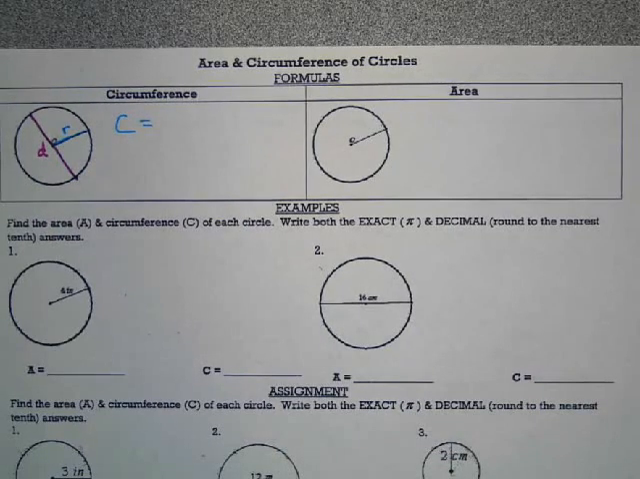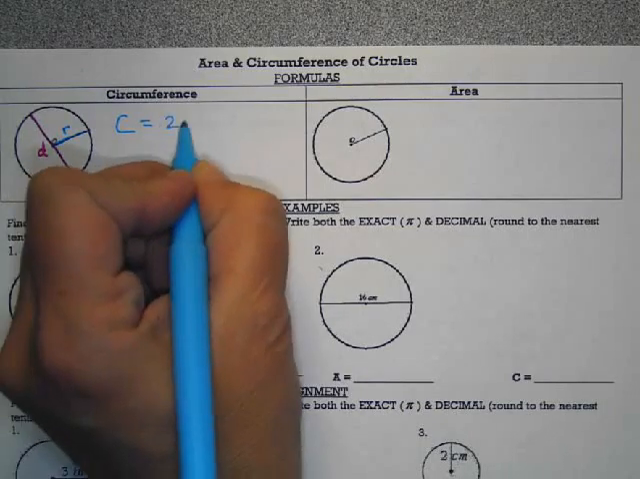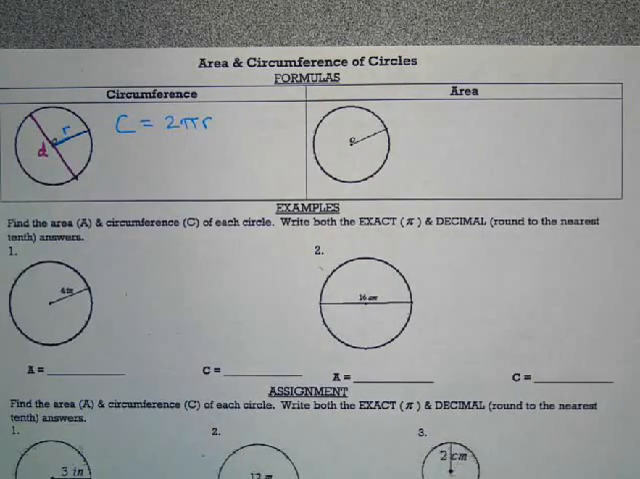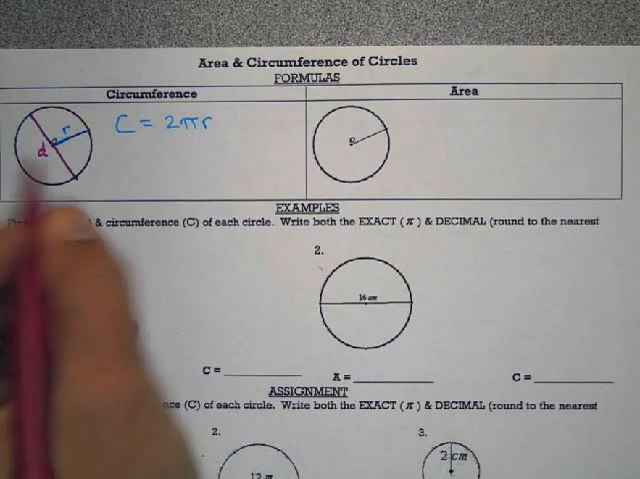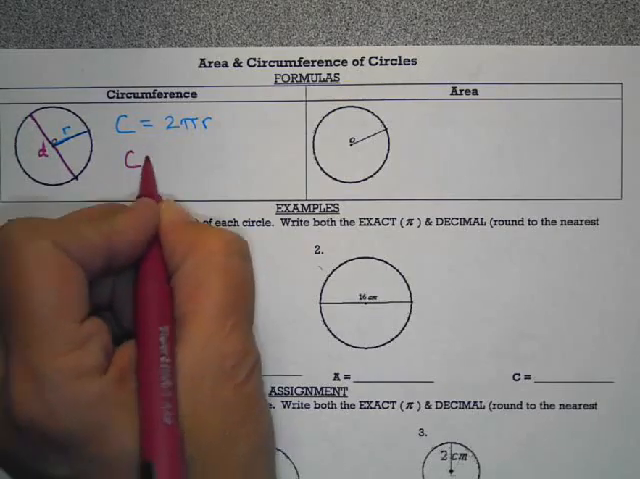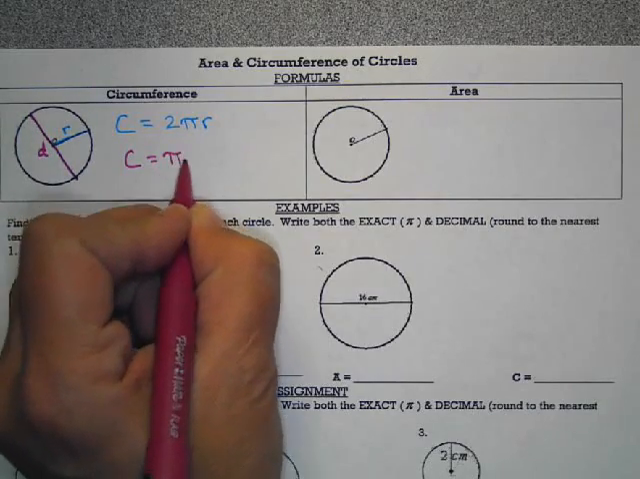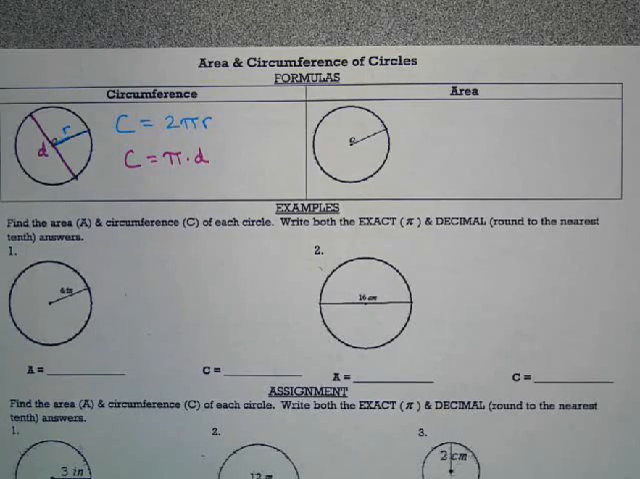So for circumference, it's 2 times pi times radius. C equals 2 pi r. Pi, remember, is just like 3.14. You have a pi key on your calculator. If you're given the diameter instead, actually circumference is even quicker. It's pi times the diameter.